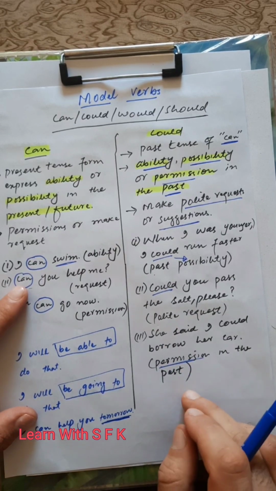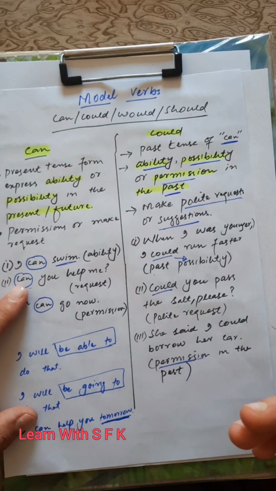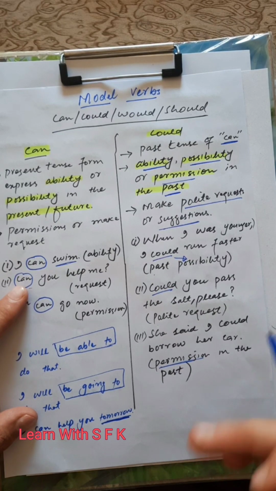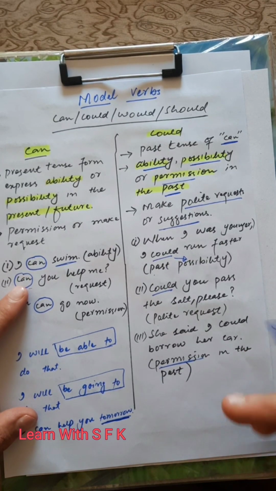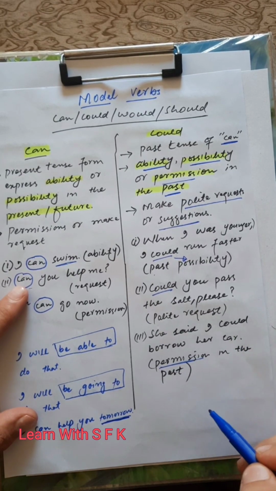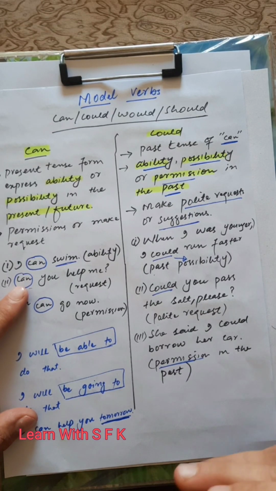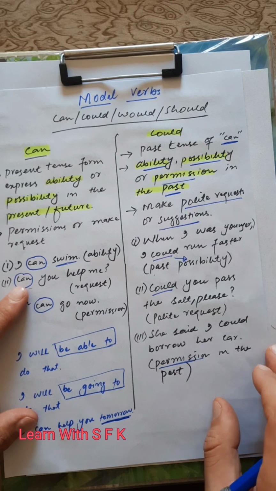In the sense of permission, this means उसने कहा कि मैं उसका कार बारो कर सकता था, यानी कि यहाँ पे वो जो है वो परमिशन दे रही है कि उसके कार को आप ले सकती थी, यूज़ कर सकती थी.